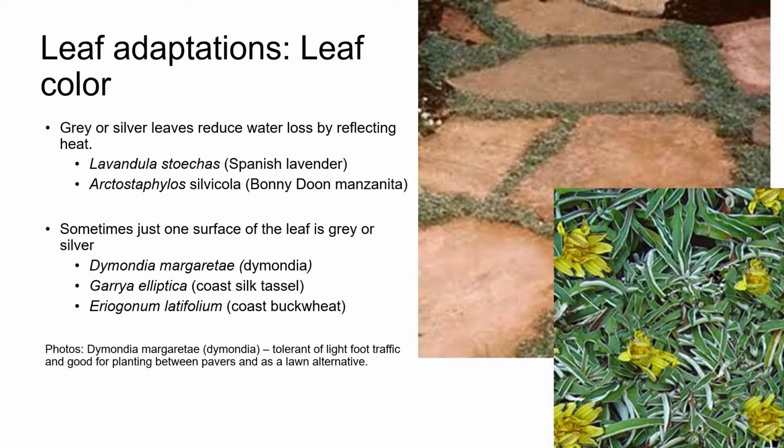Sometimes just one surface of the leaf is grey or silver, and an example of that would be Diamondia margaritae, just Diamondia, which is pictured here in the photo on the right. A couple of other examples would be our California native coast silk tassel, Garrya elliptica, and coast buckwheat, Eriogonum latifolium.